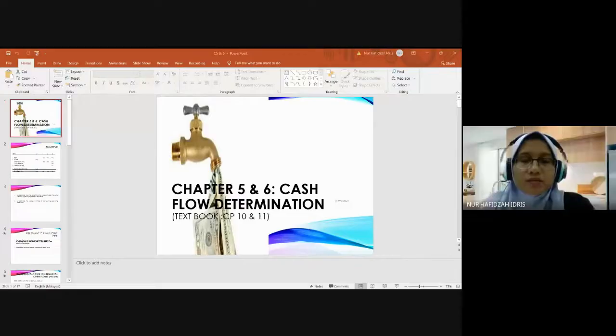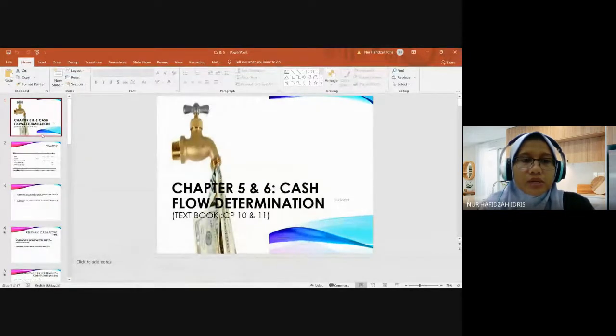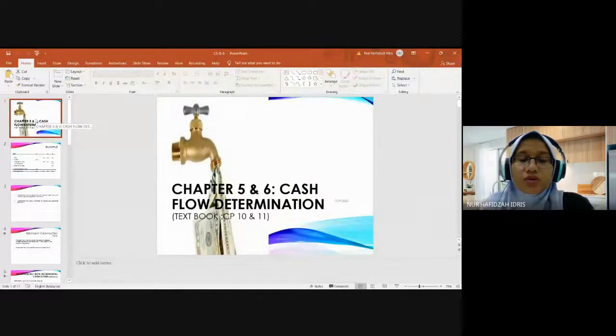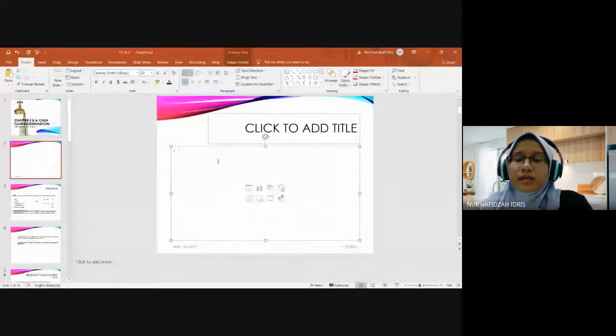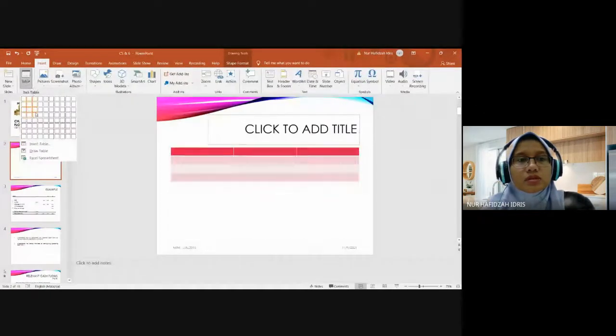So, cash flow determination. Okay, cash flow determination. Actually, this is the advancement of what you had learned in FIN 430, Introduction to Corporate Finance. If you still remember, under capital budgeting, the chapter in capital budgeting, let me show here.